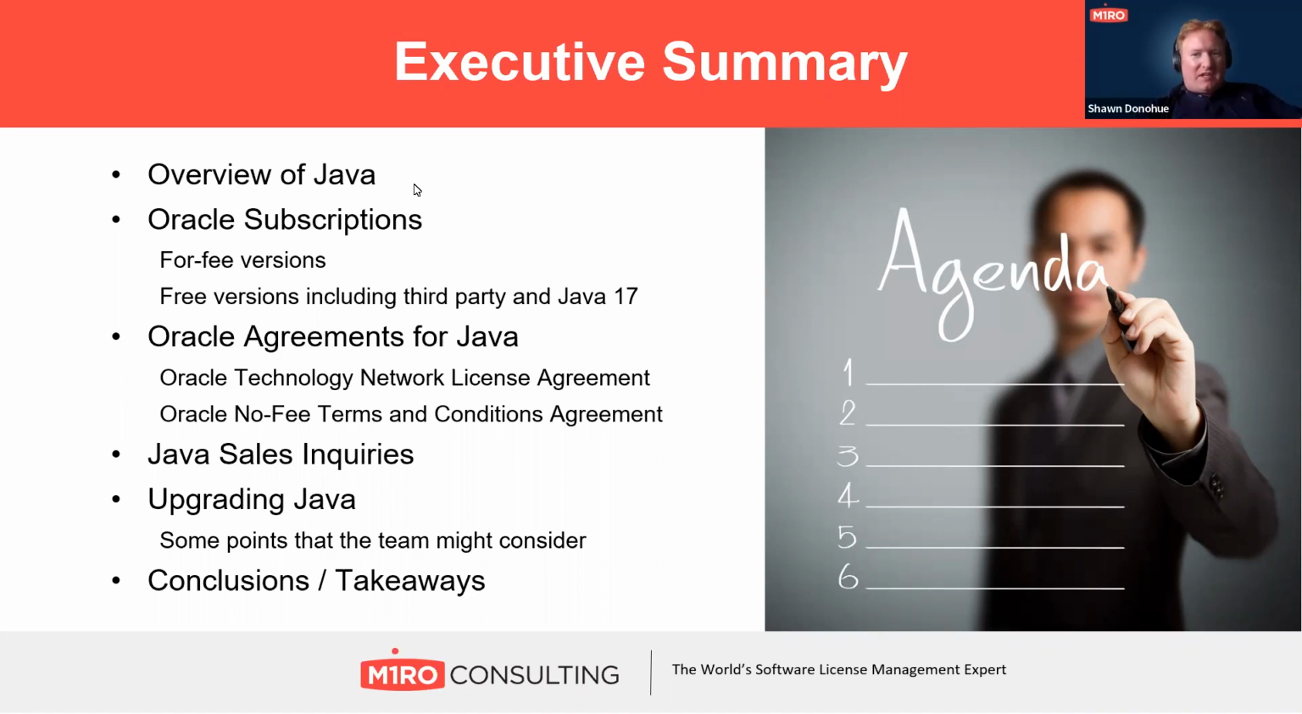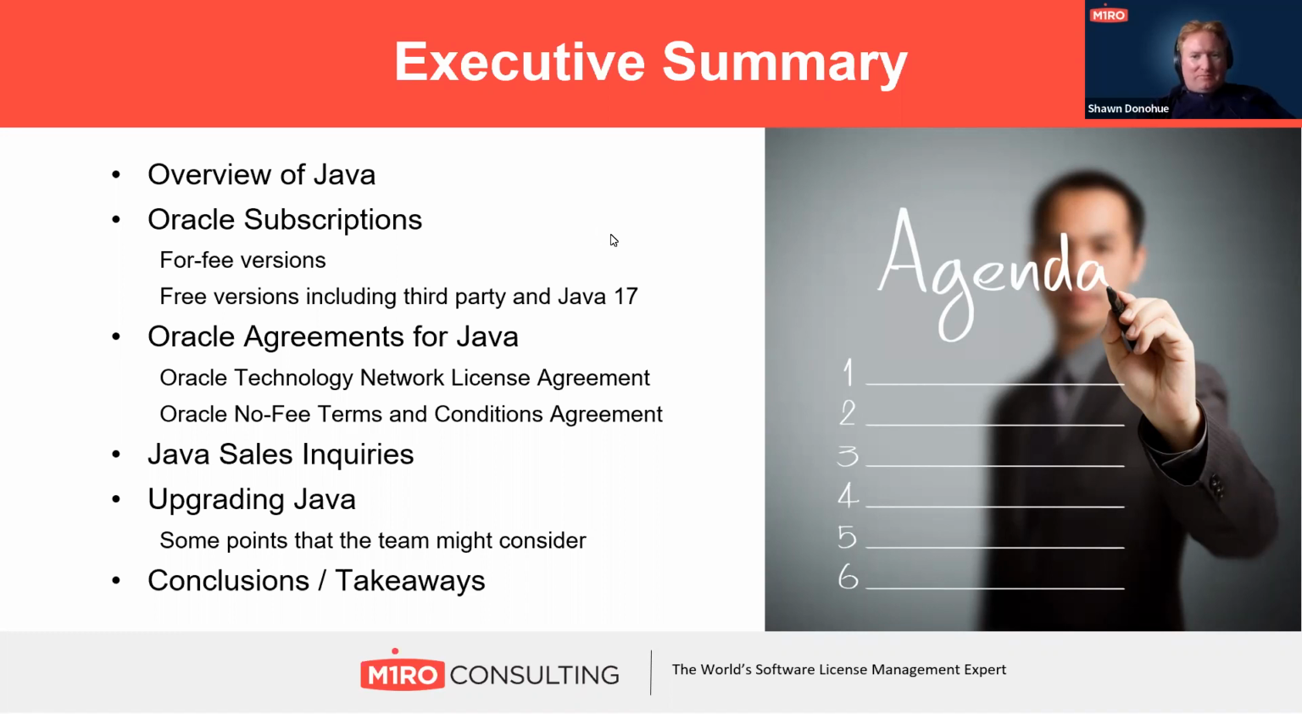So what we're going to cover in today's session is what you see here. We're going to go over an overview. We're going to talk about free versions and paid versions, and the different agreements that they fall under. We're going to talk about Java sales inquiries, aka Java audits, how to upgrade your Java, and how to use alternatives. And finally, if you have any questions, we'll do our best to answer them for you in the time allotted. Sometimes some of the questions may require more information, so please feel free to ask anything you like. And if we can't answer your question with the information provided, we'll just get back to you after the session.